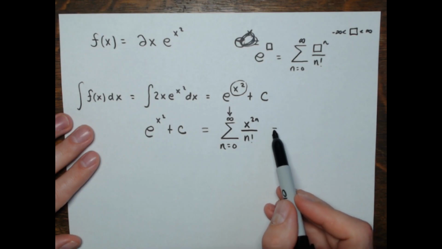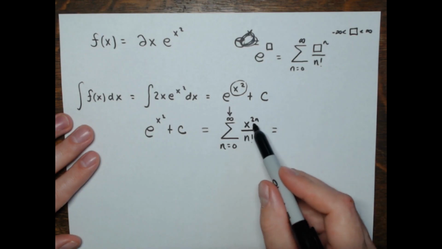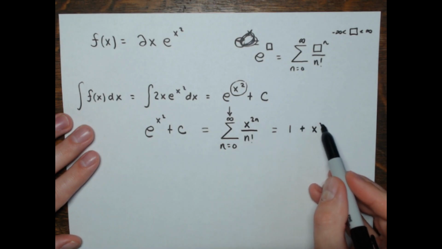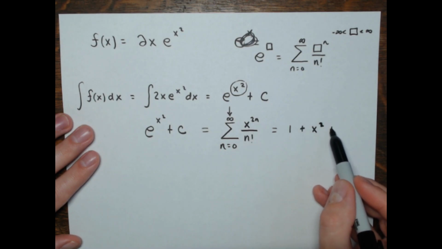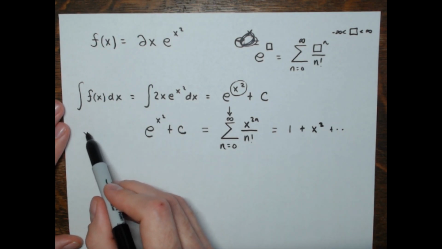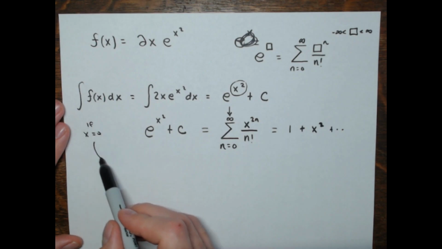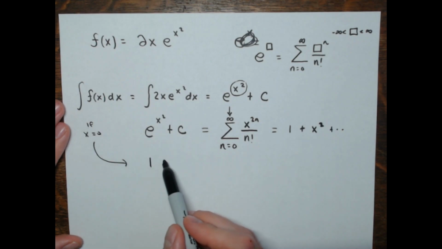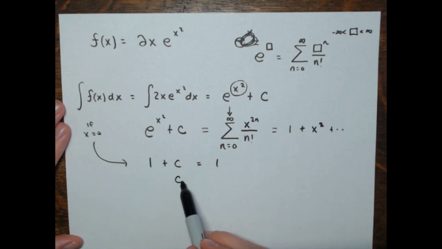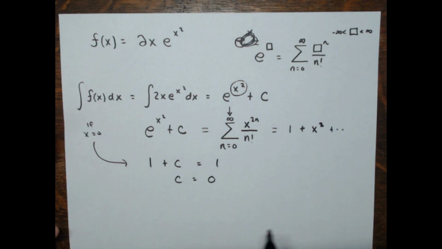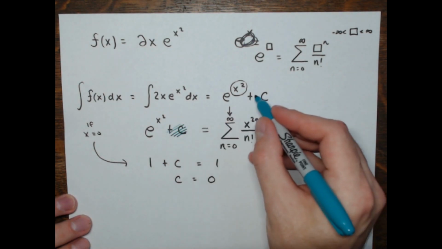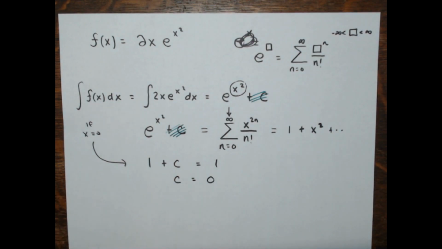And if you look at the first several terms of this, when n equals 0, you'd have 1, plus when n equals 1, you'd have x squared over 1, and so on. And then you can find the value of this constant here. If x equals 0, then e to the 0, you'd have 1 plus c on the left equals 1 plus a bunch of zeros on the right, implying the value of this constant is 0. So I don't really need the plus c, because it's 0.